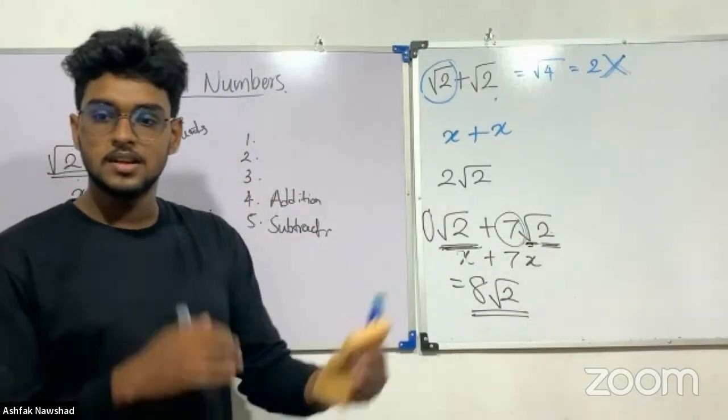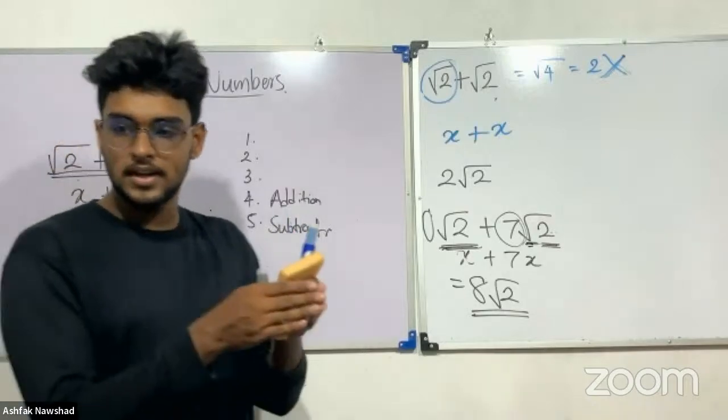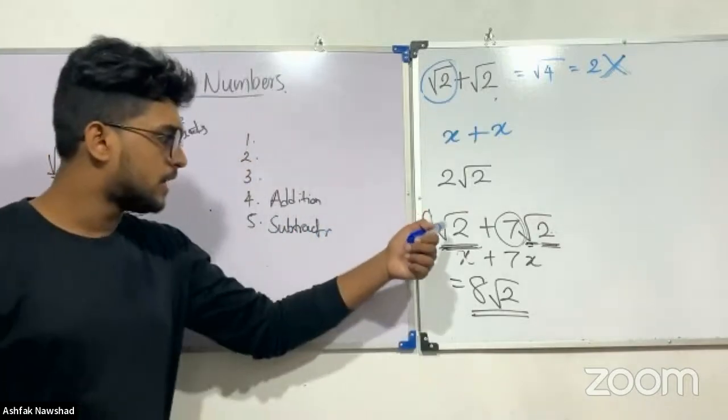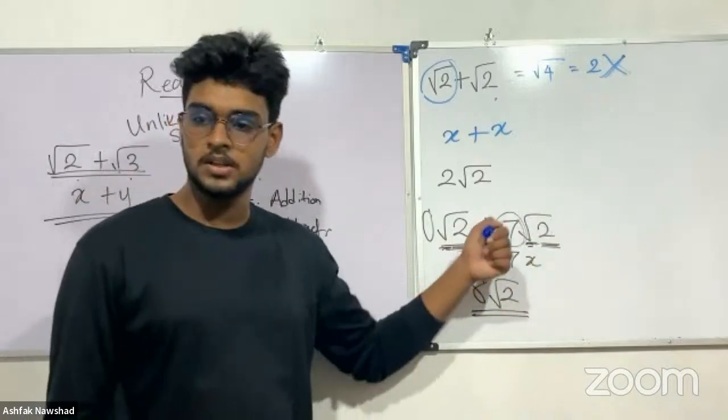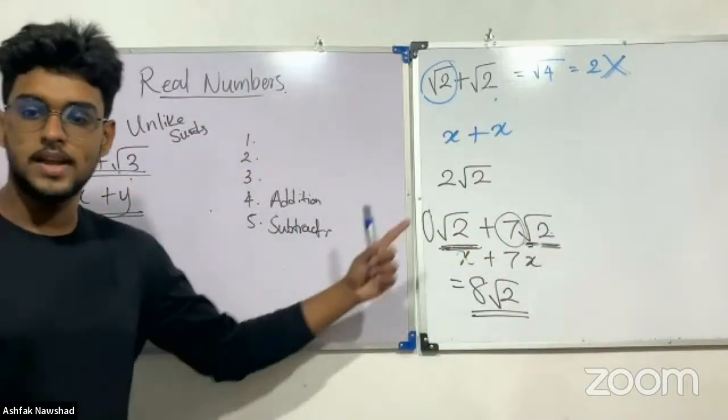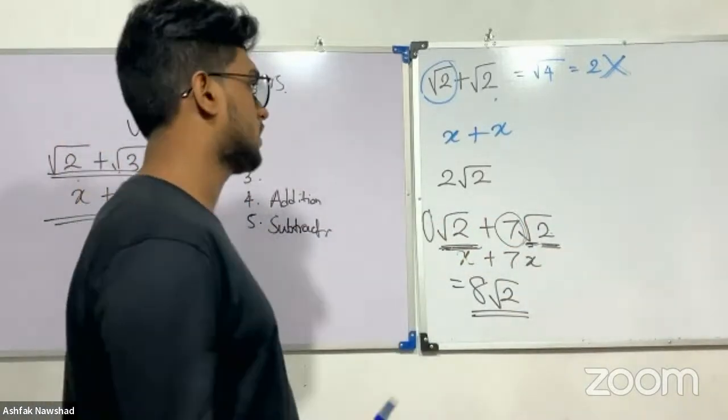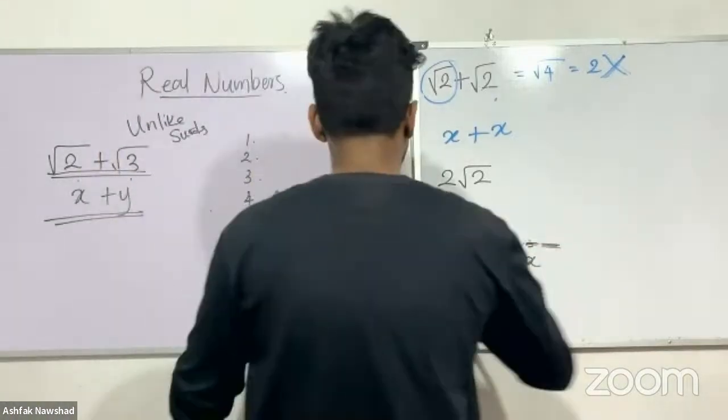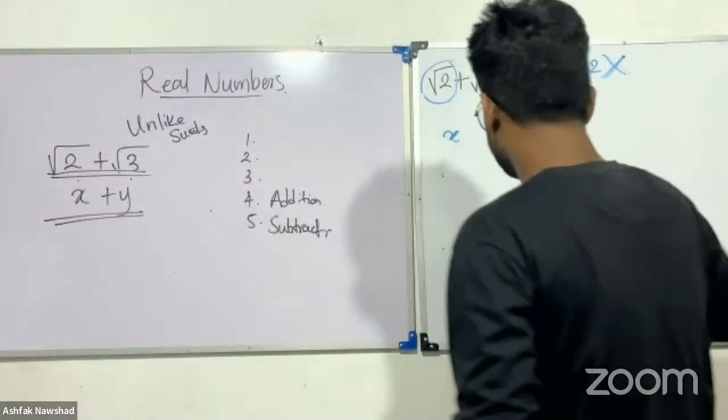In like fractions, the denominators are the same, so we can add. Same like that, in like surds, the irrational number, the root, is the same, so we can add. I hope it is clear. It's not a big deal, right? Okay. The subtraction is done in the same way.